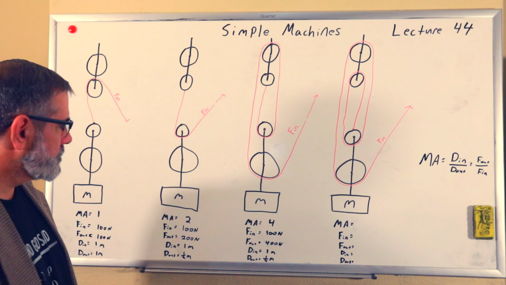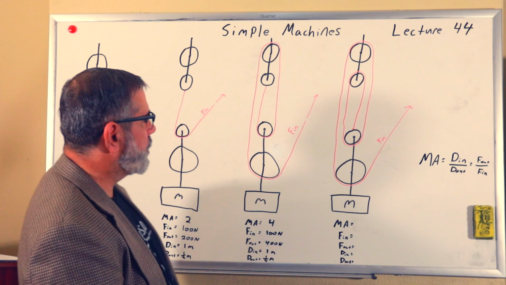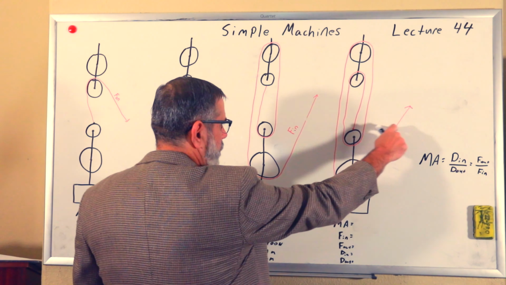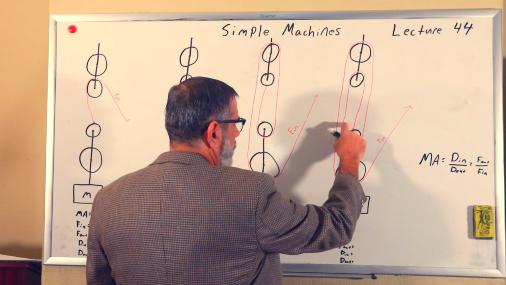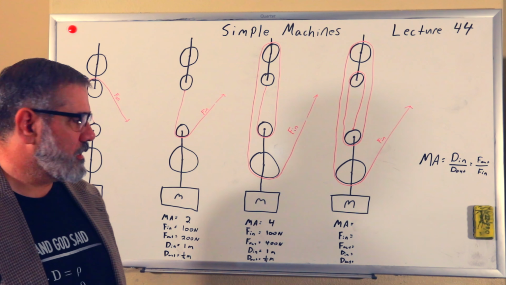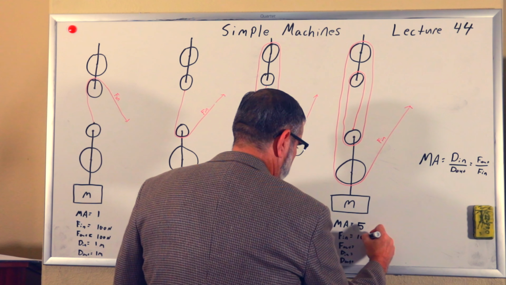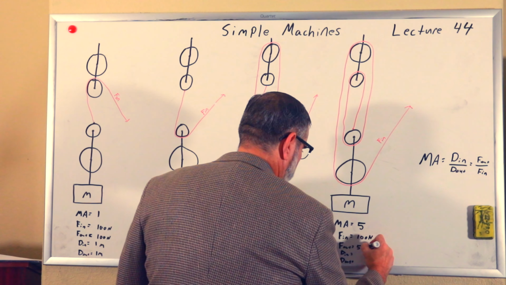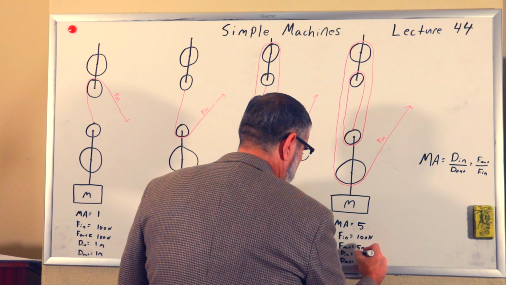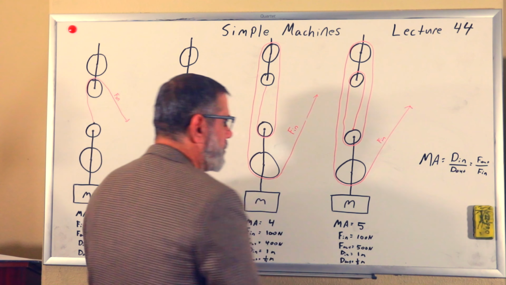Okay? And the final one, the final picture we have here. If we count the lines supporting the tension, we go across, say, this way. We see 1 line, 2 lines, 3 lines, 4 lines, 5 lines. That means we have a mechanical advantage of 5. Which means that if we put in 100 newtons, we will get out 500 newtons. And if I move it 1 meter, it will move the weight 1/5 of a meter.